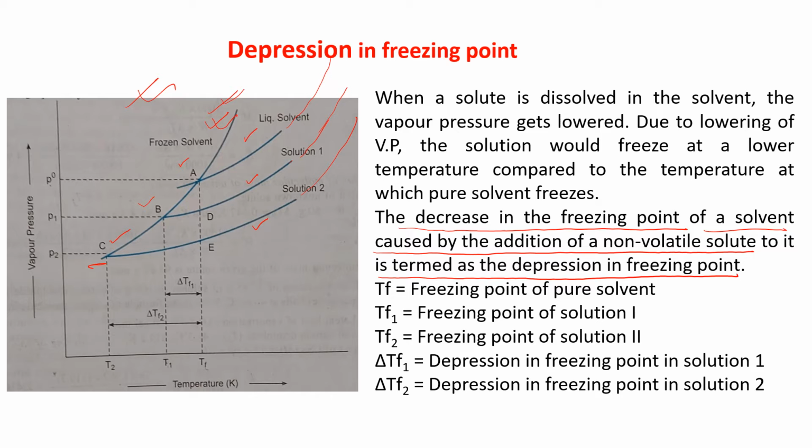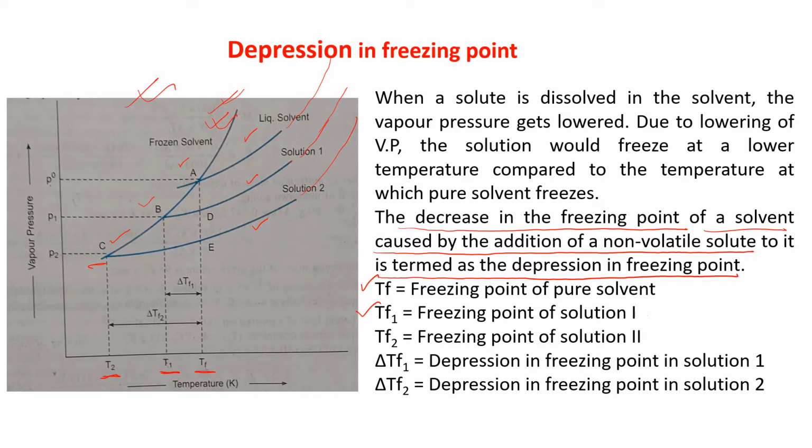Am I clear, children? Now suppose TF is the freezing point of pure solvent. T1 is the freezing point of solution 1, and T2 is the freezing point of solution 2. And you can see here that vapor pressures are also different. Okay, so what is written here? TF is the freezing point of pure solvent, TF1 is the freezing point of solution 1, and TF2 is the freezing point of solution 2.